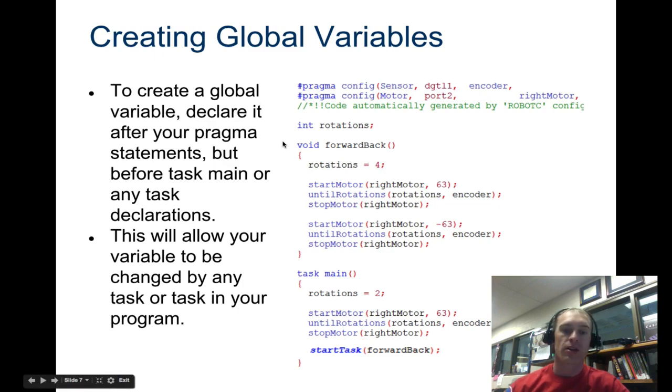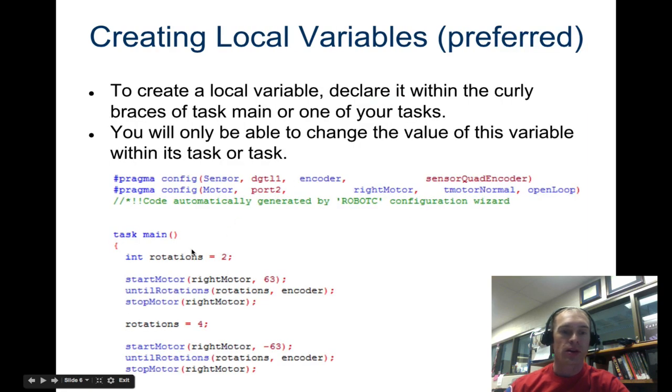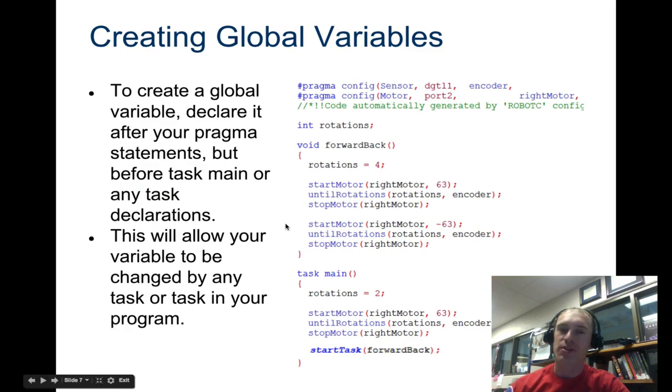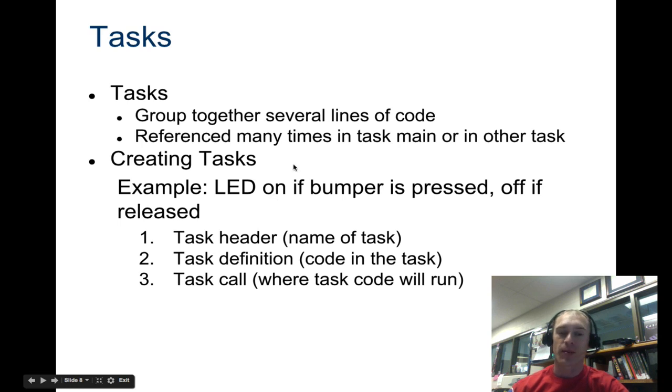If it's local, again, then you declare it, move backwards one here, you declare it inside task main. So I'm pretty sure you're going to have to reference this video again later when you start doing multiple tasks and variables, but here it is.